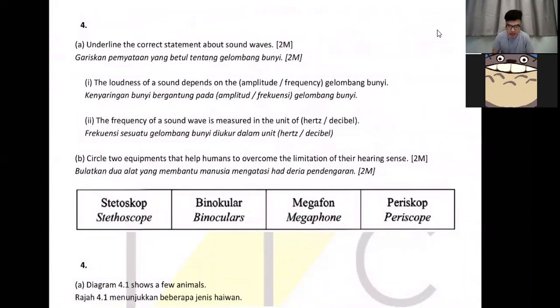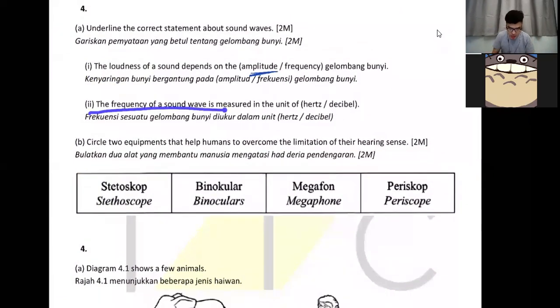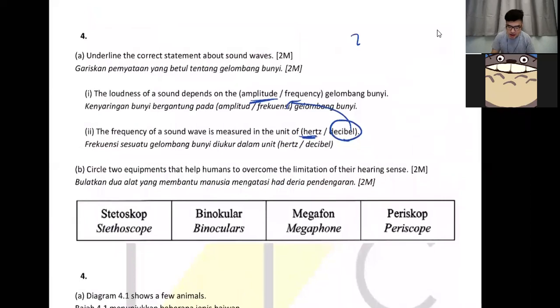Okay, I just mentioned this. Loudness, volume. Volume depends on amplitude. If I'm speaking very loudly, my wave is like this. If I'm whispering, then my wave is like this. All right. So frequency is measured in hertz. Decibel is for loudness. So what is decibel? Decibel is the volume that your ear can tolerate. Around 80 is the cutoff point. Anything above 80 decibel, your ear will start to get uncomfortable.